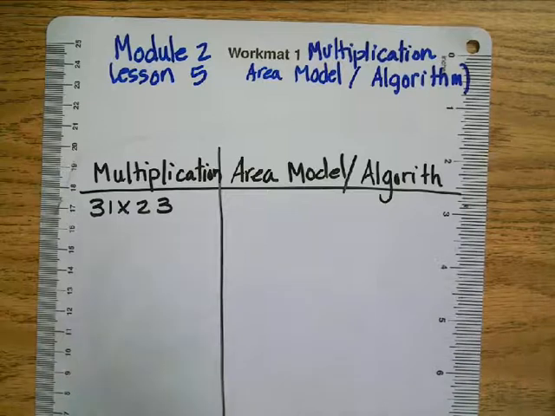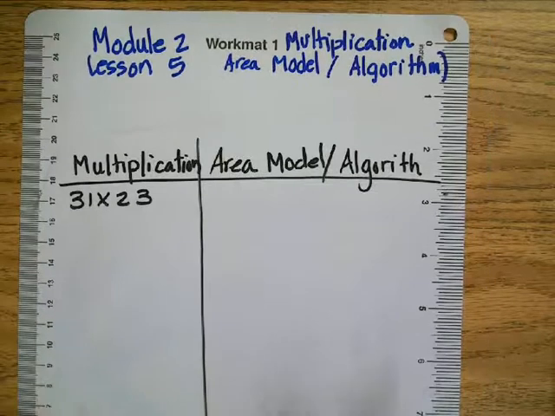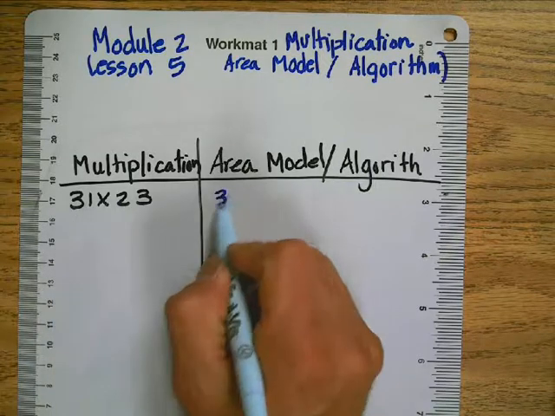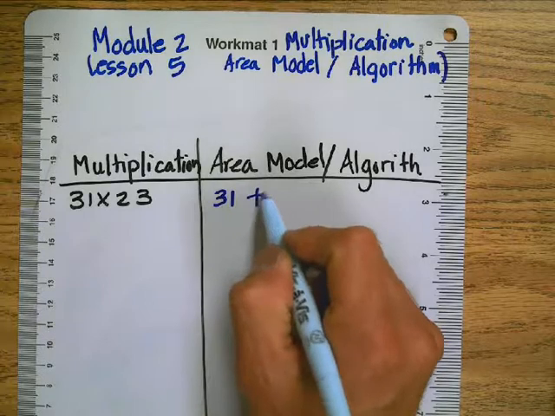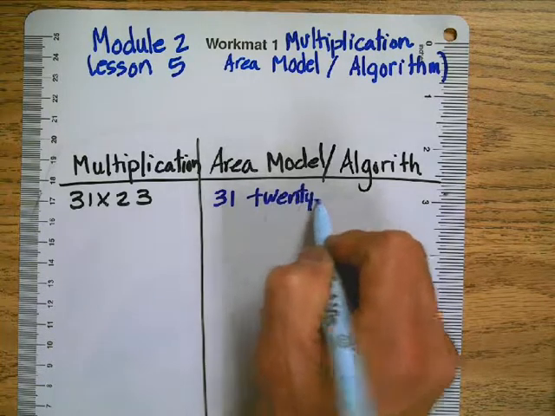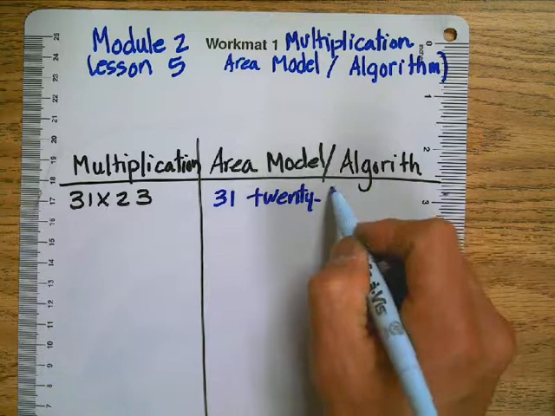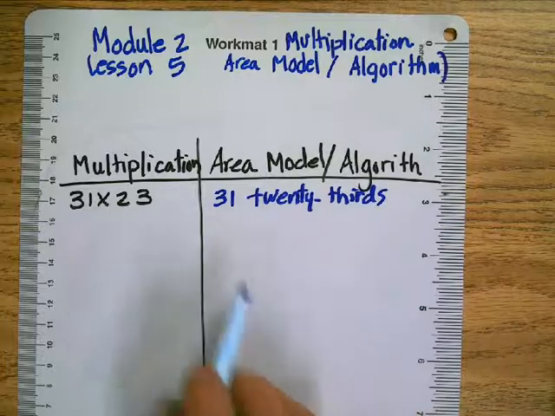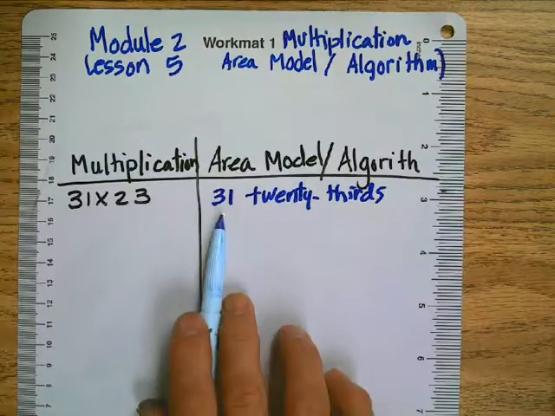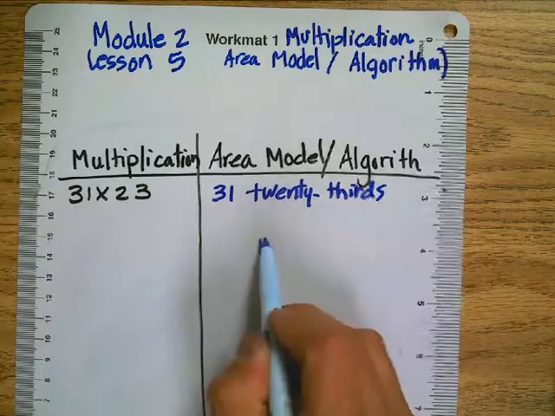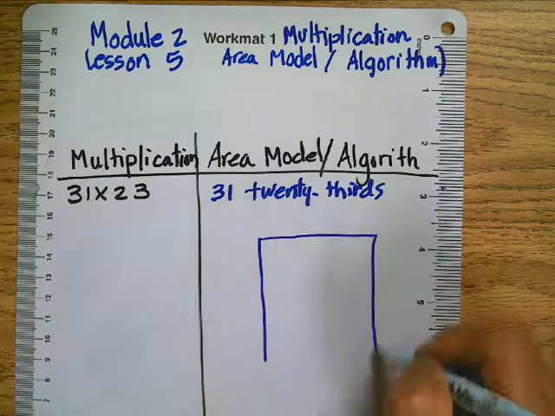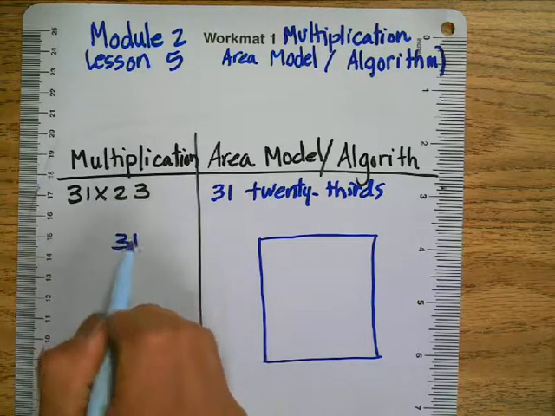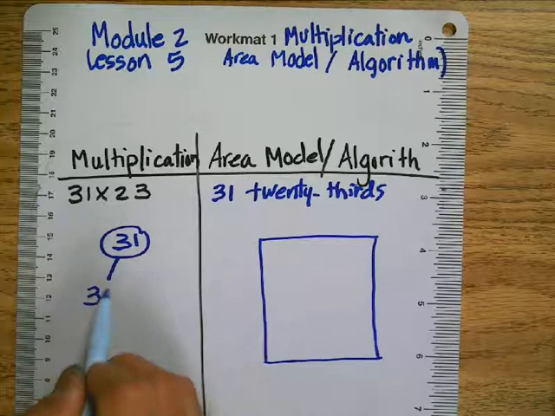Alright, let's look at this problem. So one more time, we're going to convert this into units. These are going to be the units. So we have 31 times 23 thirds. Okay, so now that is going to help us break this down into a multiplication area model, where the 31 is composed into 30 plus 1.